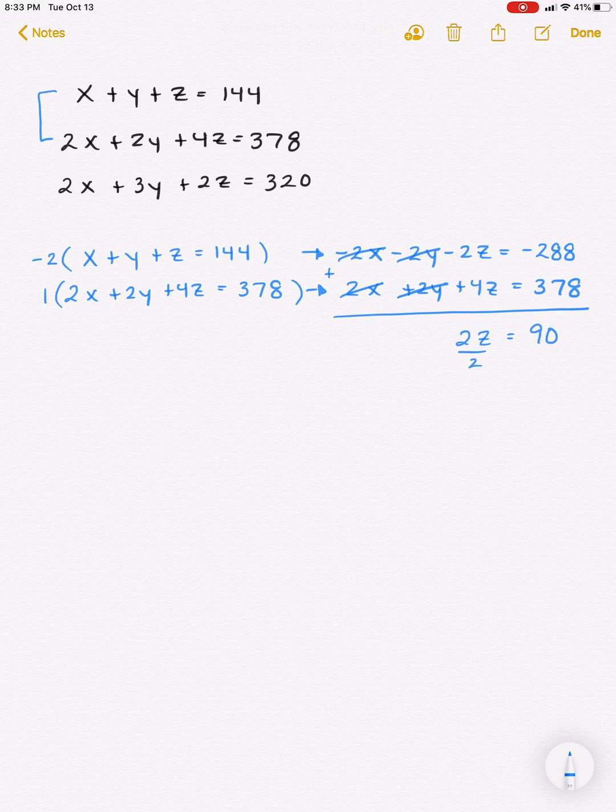And so divide both sides by 2, and this is kind of rare, but we end up getting our first variable. All right, so that's how I got 45 tandem bikes.